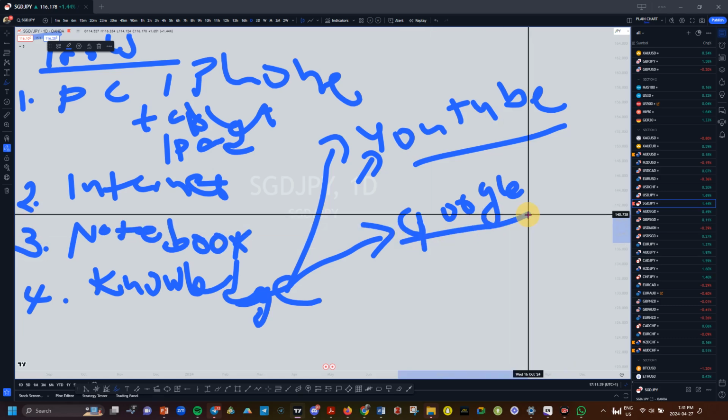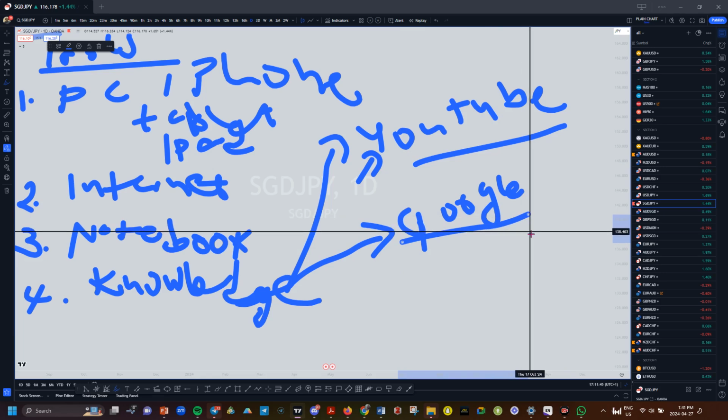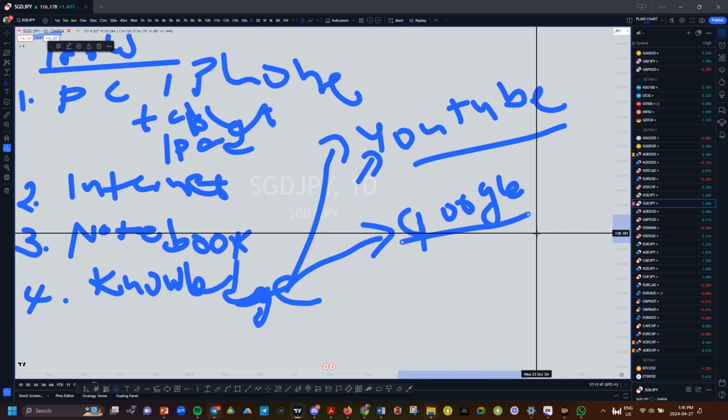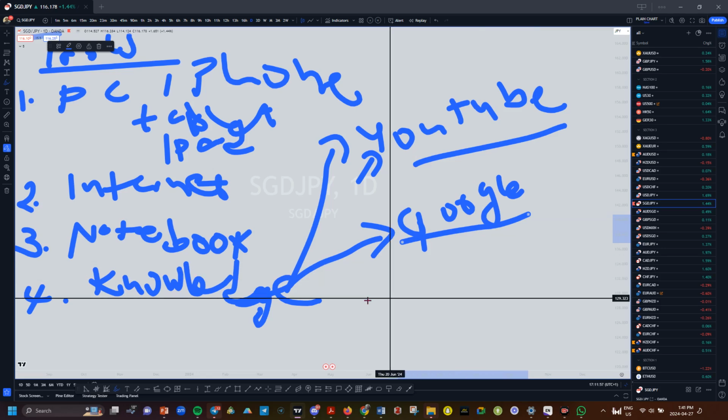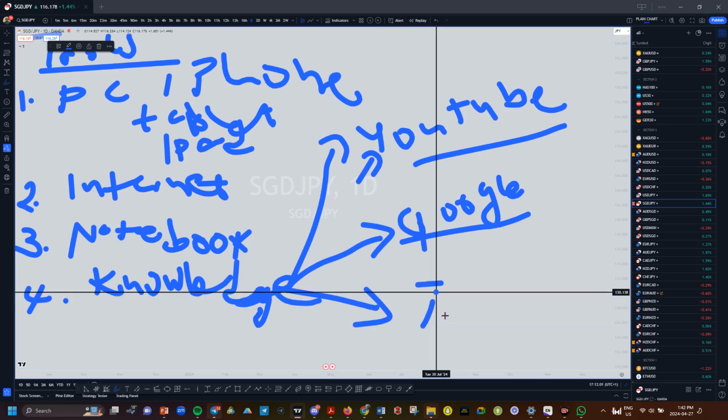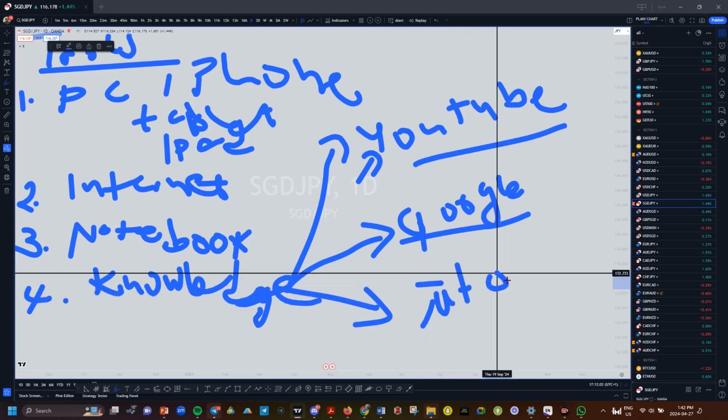So you do a Google search as well, like I mentioned, to understand, okay, what is that? I'll also show you what are the things that you need to search online, those basic things, like what is Forex, why do we trade Forex, how can you make money in Forex, all those kinds of stuff. And another way you can learn is to get a tutor.